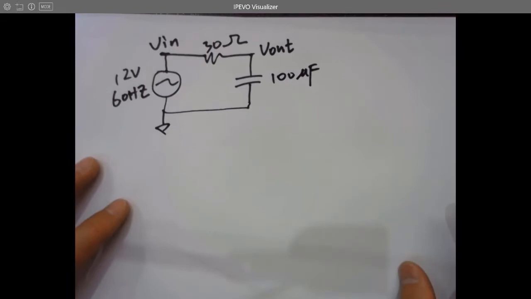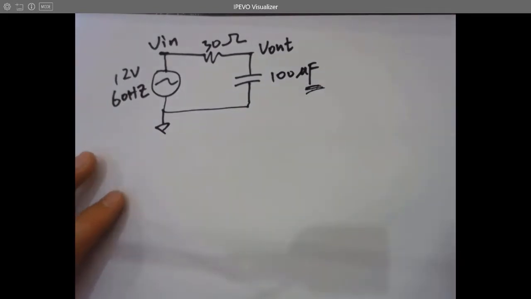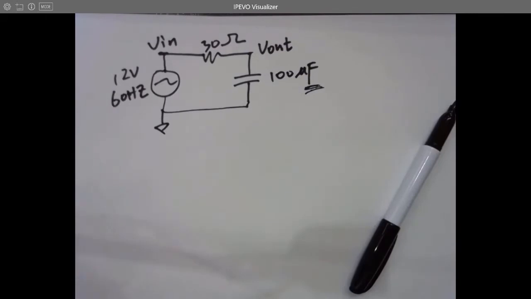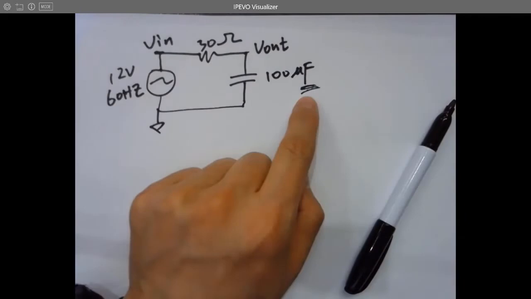Is 100 microfarad large or small? Micro. But farad is a huge unit, same as amp. How many amps can kill a person? Can kill a cow? 200, 300 milliamps. So ampere is a huge unit. Farad is a huge unit as well.